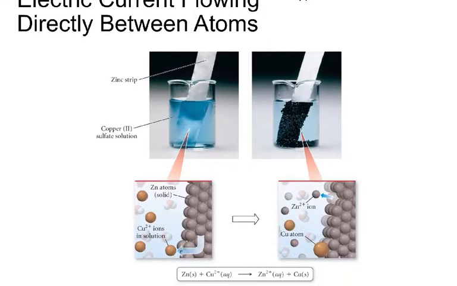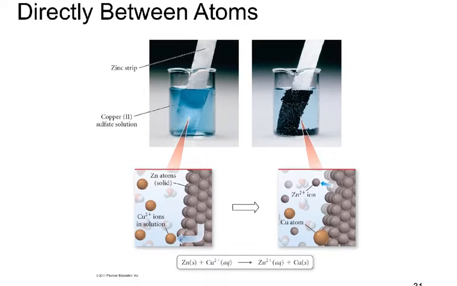Now, electricity can flow directly between atoms. So here, if you put a zinc strip into copper sulfate, the electrons will transfer from the zinc to the copper in the solution, and we'll get zinc ions, and then the copper will deposit onto the zinc strip. So you can see over time, our strip of zinc becomes coated in the copper.